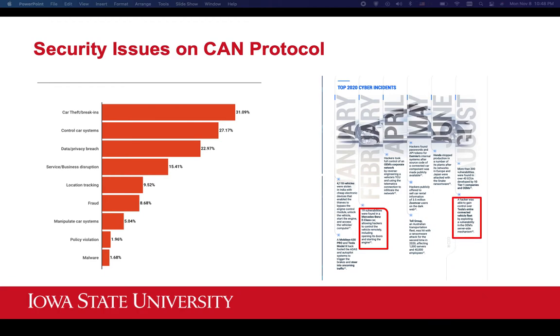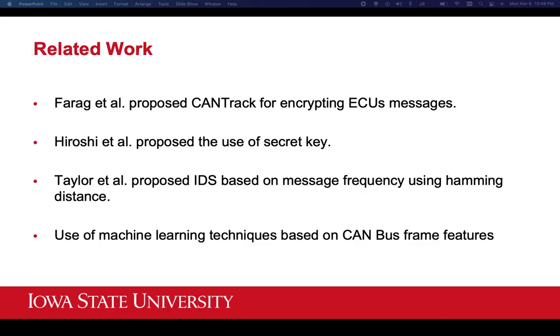Also, there were reported vulnerabilities for Tesla that allow hackers to control the entire connected vehicle fleet by exploiting a vulnerability in the ECUs. Also, more than 300 vulnerabilities were reported over 40 ECUs developed by Tier 1 companies. So as a result, the research community proposed security solutions for securing the CAN bus.